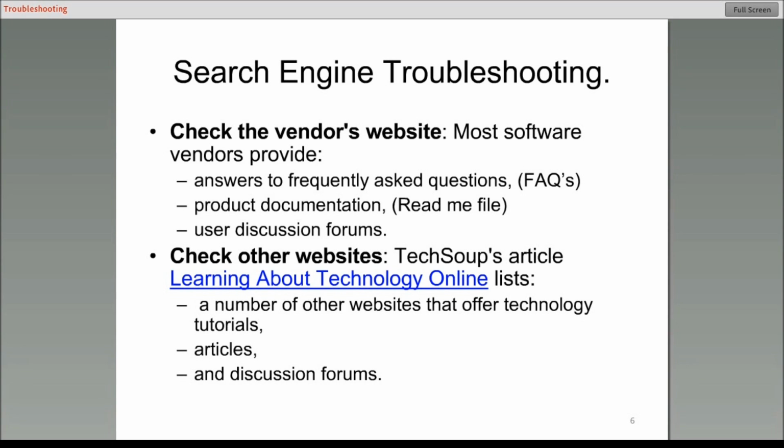News like, if you load this program onto your computer and you have the following 3 programs already on your computer, you're going to have a problem. The program you just loaded won't work right. That's contained in the README file if it exists. Also, user discussion forums can help you solve a problem. Now, there's some external websites from your vendor that will help you understand the software program that you're using, and this may help you troubleshoot the problem you're having.